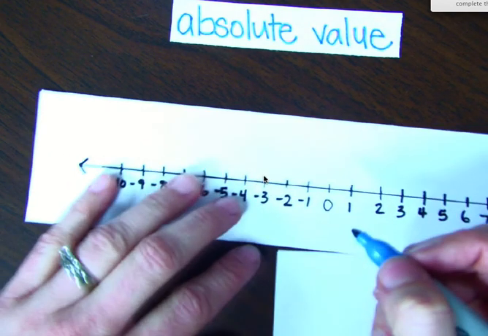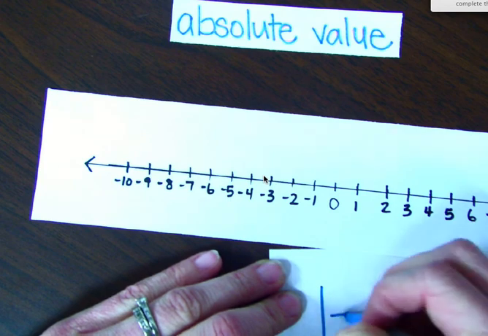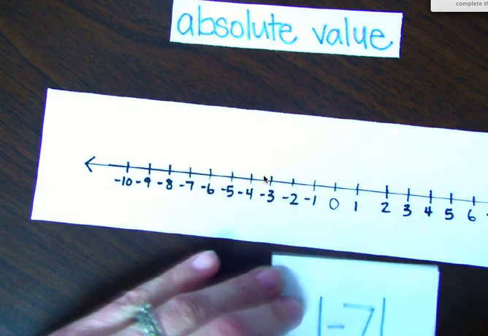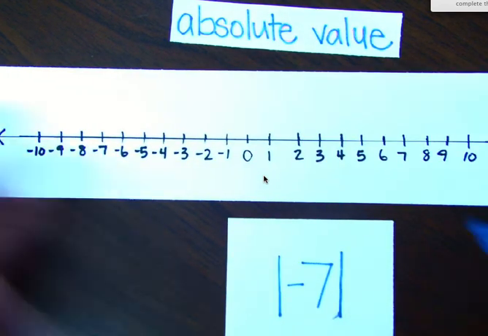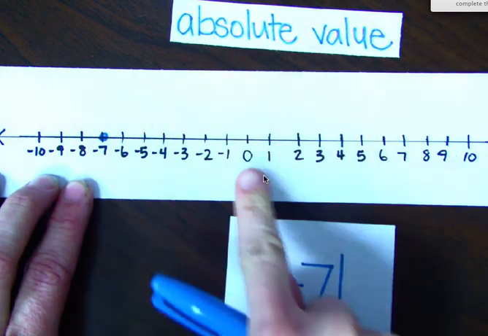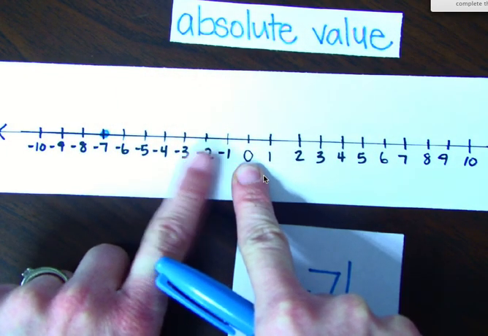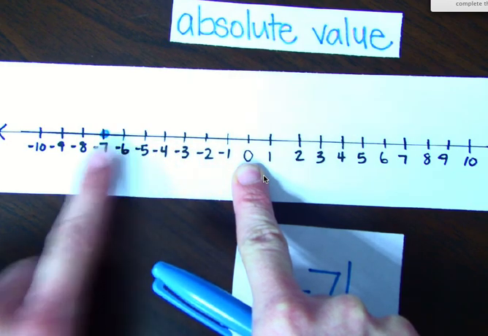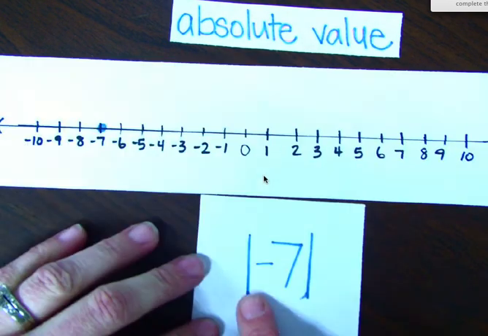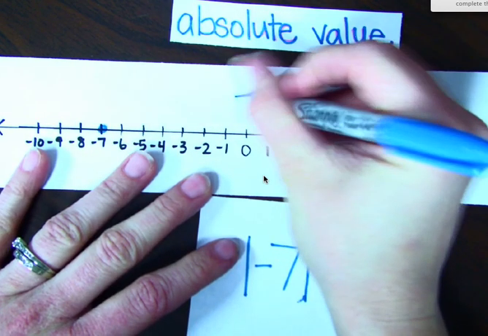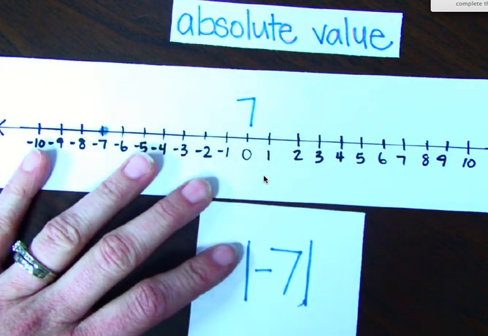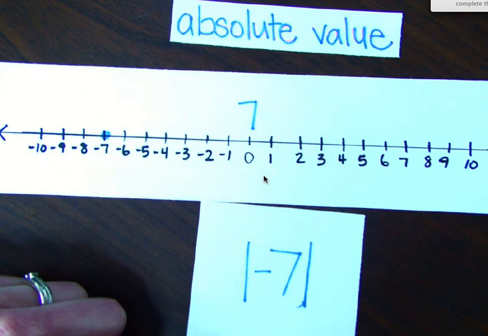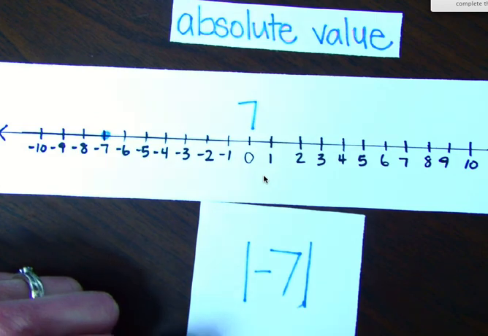Let's find the absolute value of -7. Absolute value of -7. Again, absolute value is distance from 0, so I'm going to find -7. And I'm going to find how far it is from 0. 1, 2, 3, 4, 5, 6, 7. So the absolute value of -7 is 7. Remember, absolute value will never be negative because it's the distance from 0. Distance is never negative. Remember back to mean absolute deviation, it always had to be positive.